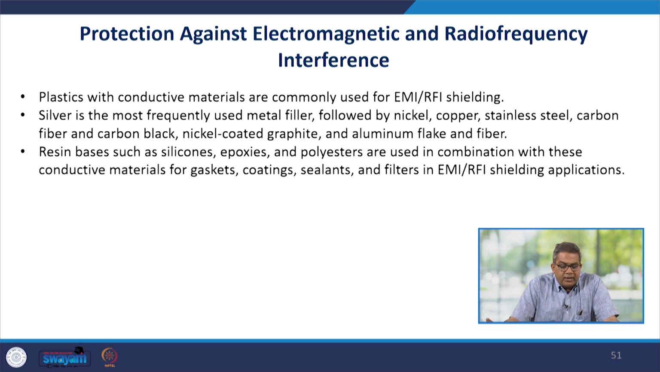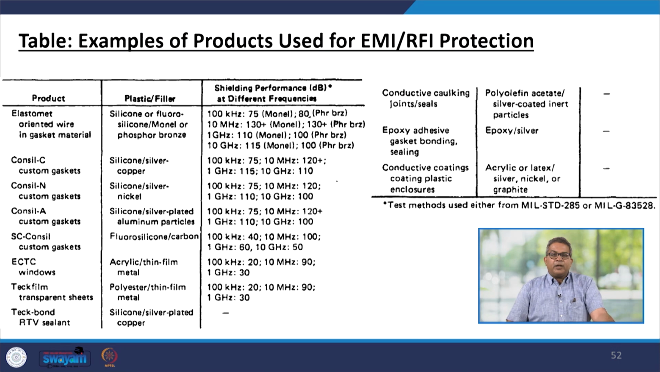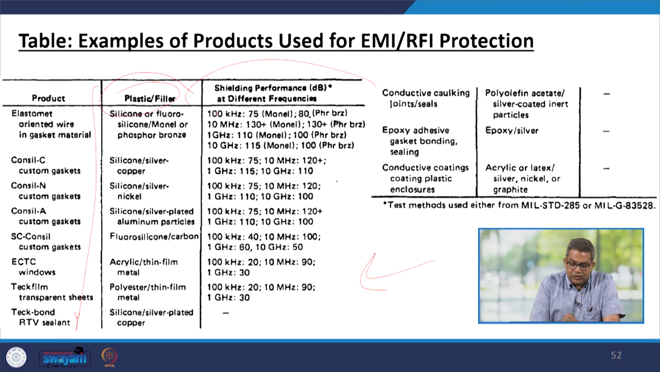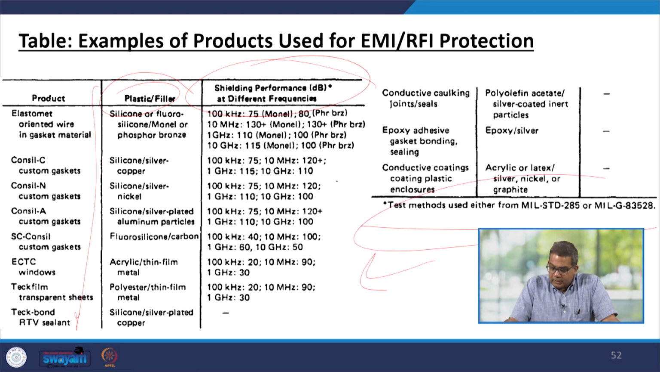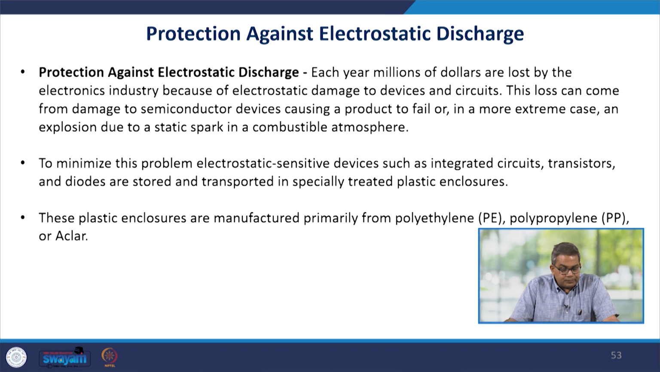Now, plastics with conductive material are commonly used for EMI and RFI shielding, and silver is the most frequently used metal filler, followed by nickel, copper, stainless steel, carbon fiber, carbon black coated graphites, and aluminum flake and fibers. Here are some typical examples of products used for EMI or RFI protection, like different types of elastomer oriented with wire, then the plastic fillers, then shielding performance. So, the test method is given as per these standards.